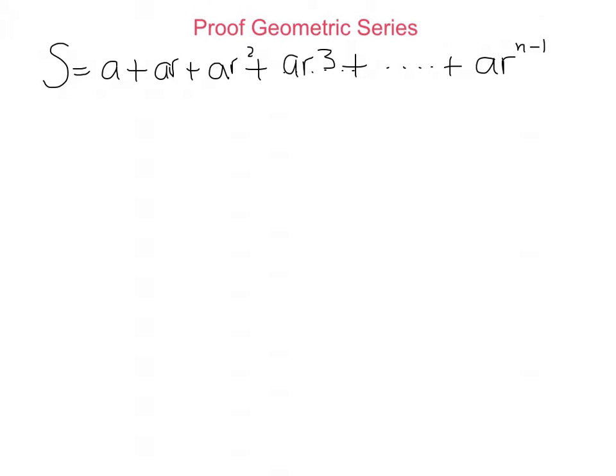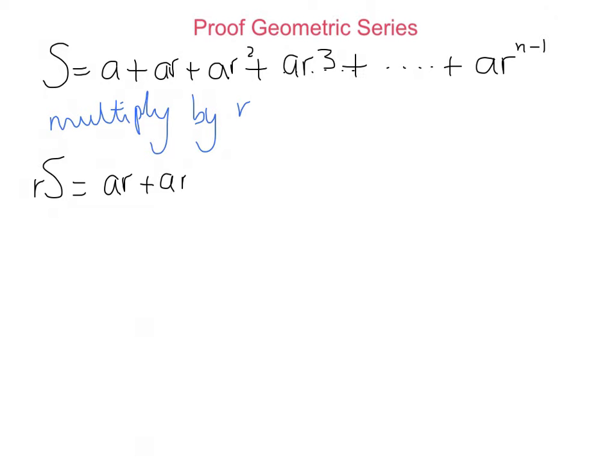Now the trick for this particular proof is to take every single term that we've just written down and multiply by R. Multiply everything by R. So that's going to give us this. RS equals AR plus AR squared plus AR cubed. And you can see all of the powers on the R's are going up by 1. So instead of n minus 1, that final one will be n.